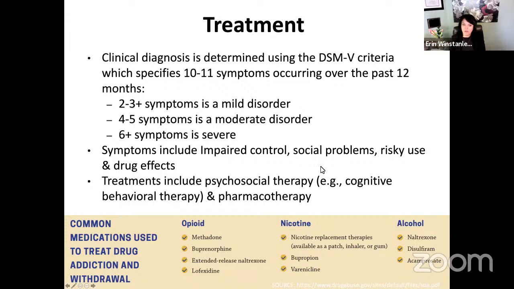Symptoms really focus on a constellation of impaired control, social or role problems in fulfilling your obligations, risky use despite negative consequences, and drug effects such as tolerance that may lead the person to use more than they intend, or over a greater period of time than they intend. The evidence-based treatments for substance use disorders include psychosocial therapy, for example cognitive behavioral therapy, and pharmacotherapies that have been approved by the FDA.